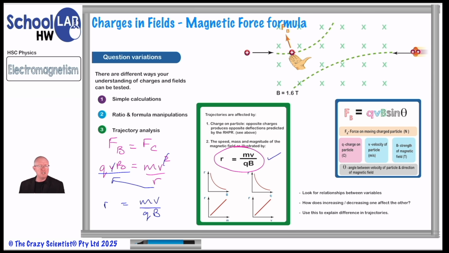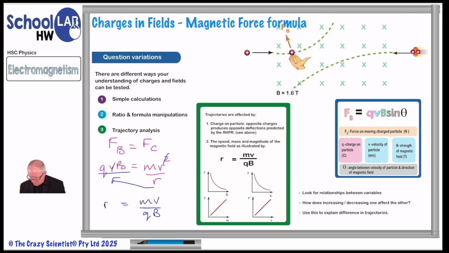Now, what are the relationships between each variable? Well, the radius is directly proportional to m. If we make everything else, the velocity and the magnetic field strength, 1, then the radius is proportional to m. Directly proportional relationship. And if you remember from the last video, when we used the simulator, we actually found that. Remember, when using that simulator, we increased the mass of the particle, and we saw that the radius increased as well.